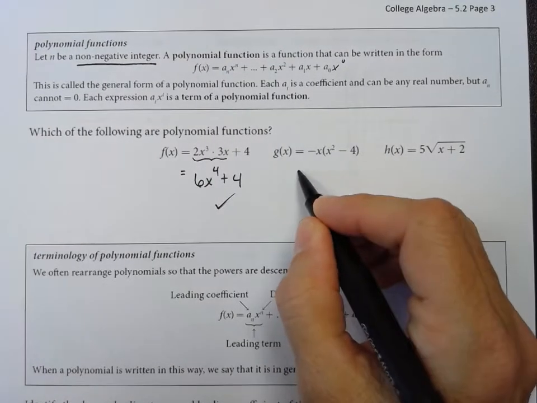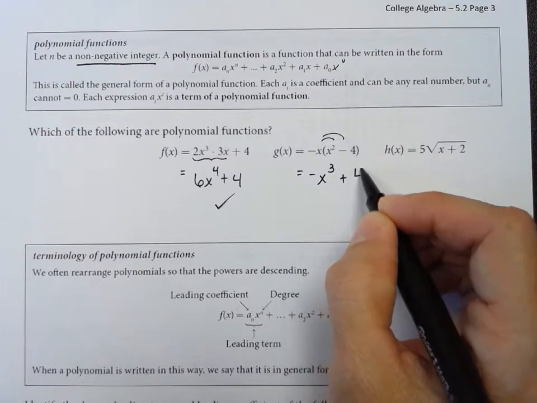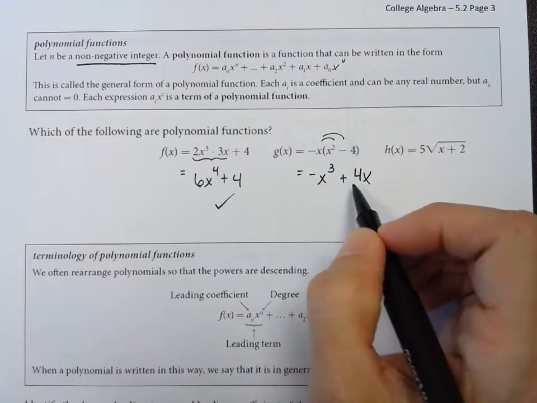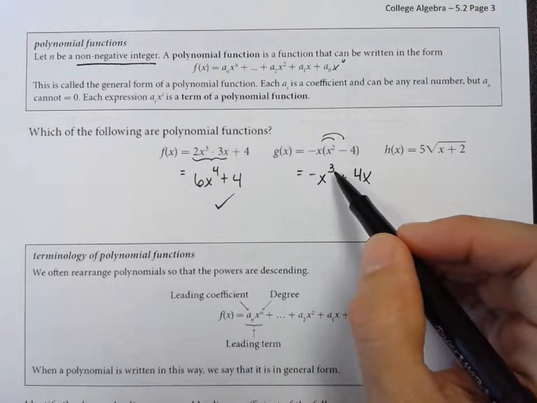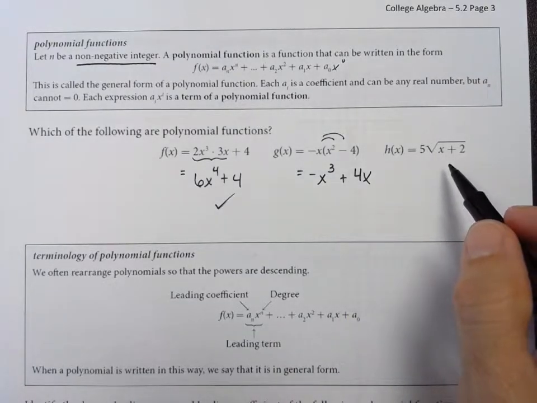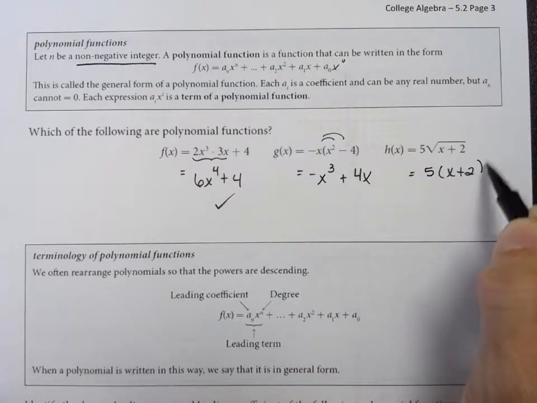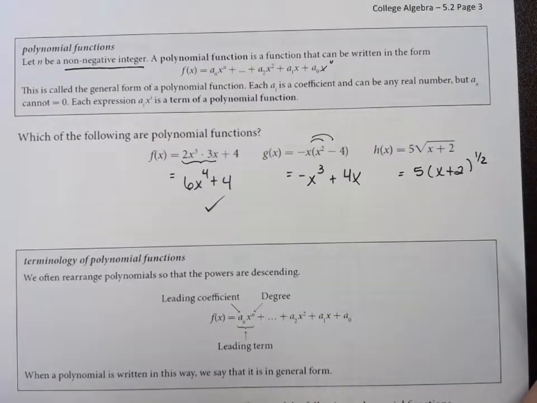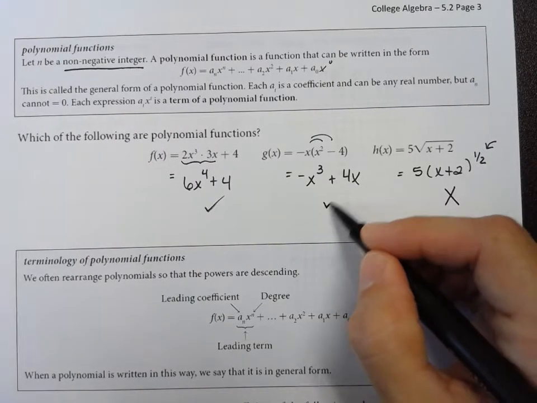How about the next one? We can distribute. We get negative x cubed plus 4x. This is also written in polynomial form, where the coefficients are real, the exponent is a positive integer. So then we get to this last one. We could actually rewrite this using exponents, but we get this as our function. First of all, this is not a positive integer. That right there tells you this one is not, and the first two are.